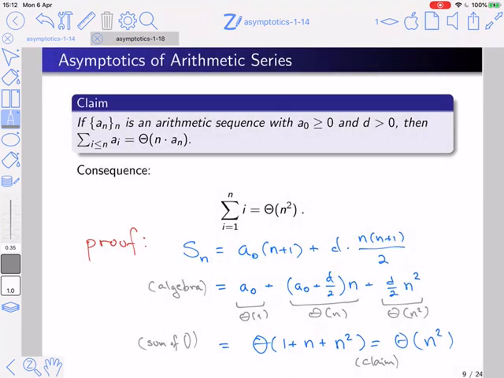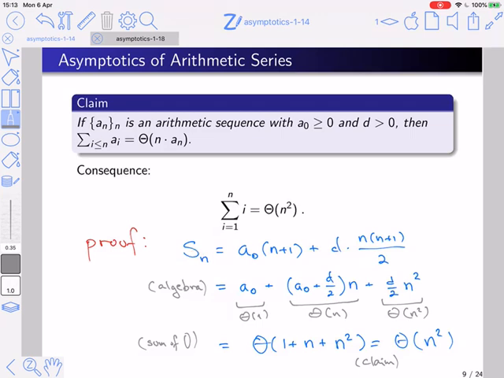Okay, let's see 2 applications of asymptotics. Let's start with the arithmetic series. If an is an arithmetic sequence with a0 greater than or equal to 0 and the difference d of the sequence is positive, then the sum of ai, as i goes from 0 to n, is big theta of n times an. Let's prove this.